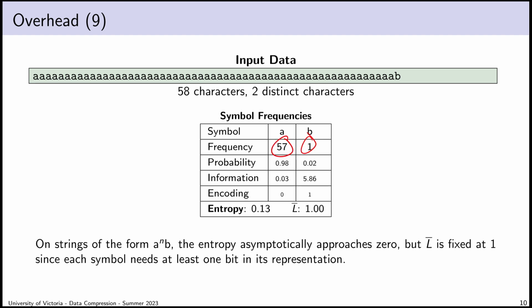A's probability is now 0.98, and its encoding, of course, still has length 1. I'm still seriously overpricing A because its information content is 0.03, but it's getting a 1-bit encoding. And similarly, I have no choice but to sell B at a huge discount. B doesn't deserve a 1-bit encoding, but that's the best I can do.